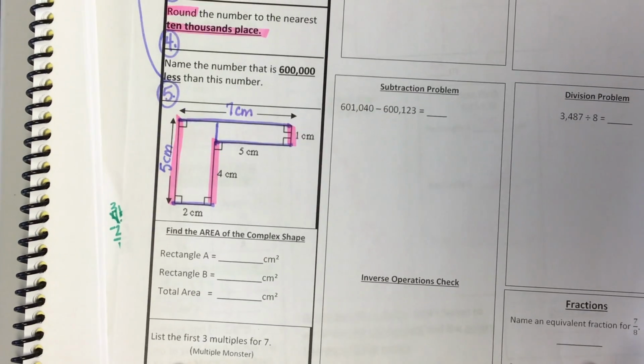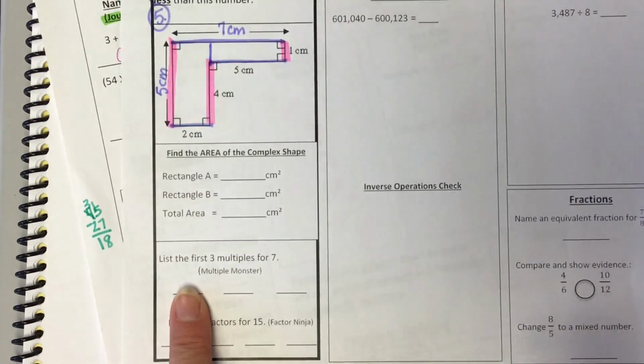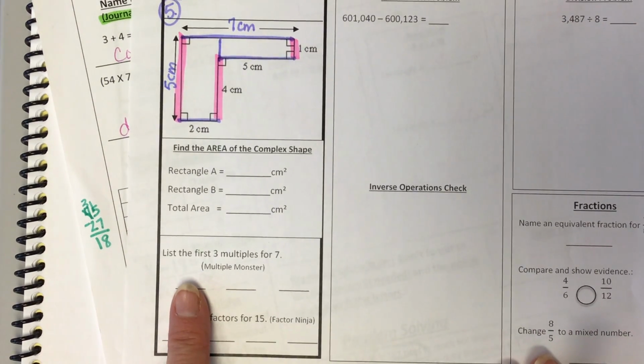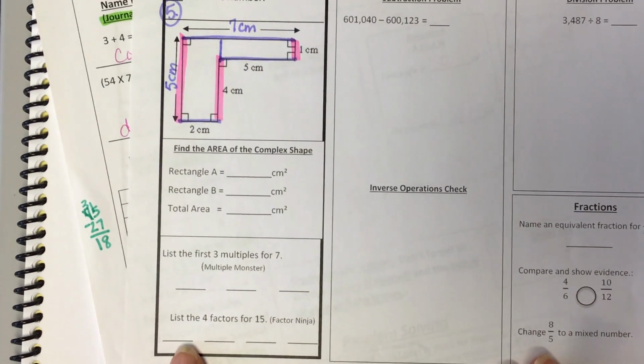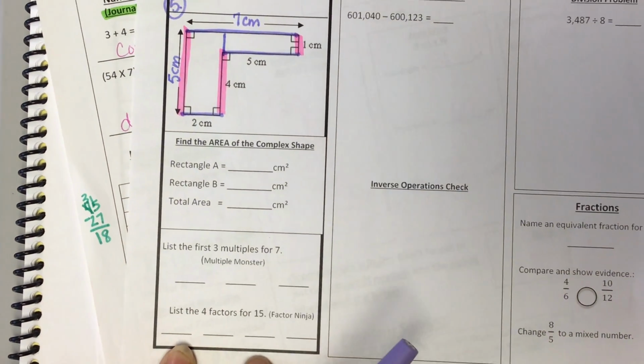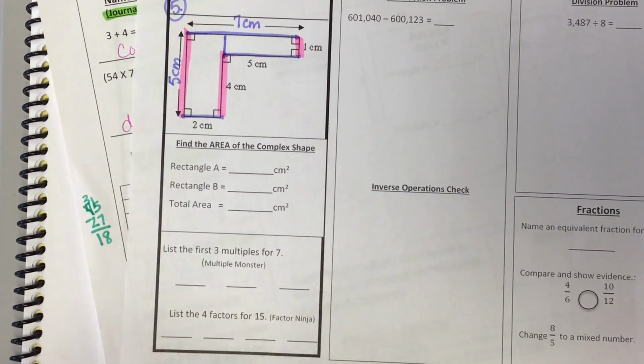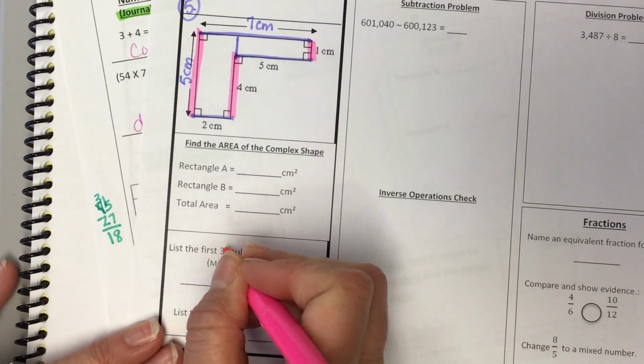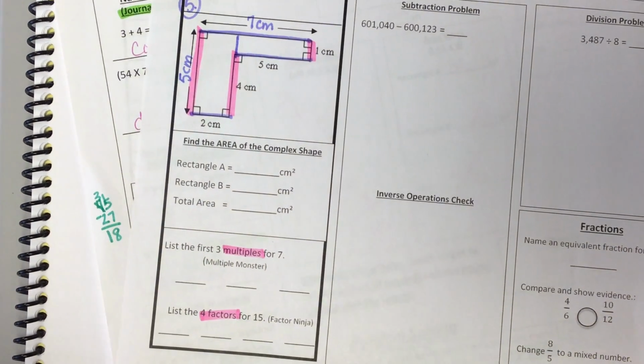Oh my gosh, list the first 3 multiples for 7. You could literally go back to Spiral 20 and have a freebie there. List the 4 factors for 15. What are the numbers we can multiply to get 15? Highlight the word here, multiples, and highlight the word factors.